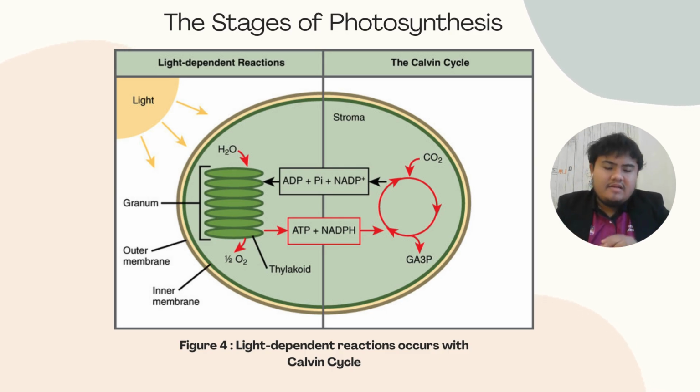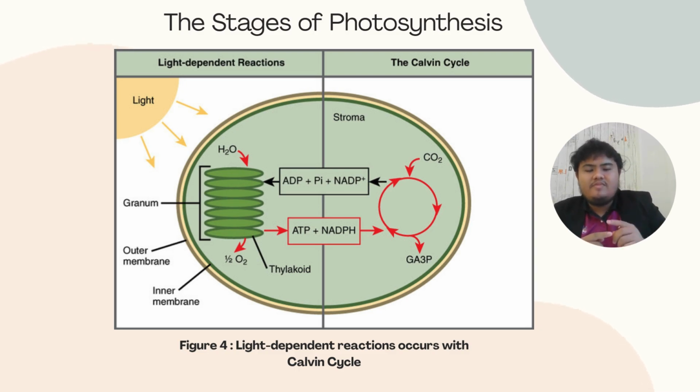For the light-dependent reaction, we have thylakoids. The thylakoid creates oxygen, ATP, and NADPH, while the light-independent reaction takes place in the stroma, which does not need any sunlight. That is the dark reaction, involved in the Calvin cycle. Okay, let me explain in the next slides.